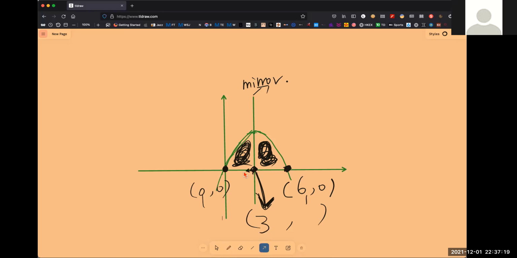So if you look at the y, so you use the arrow, look to the y-axis. So can you see this is 0? So that's why this is 3, 0. So that is the line of symmetry. The line of symmetry is x equals to 3. So far so good? So the line of symmetry is x equal to 3. Okay?